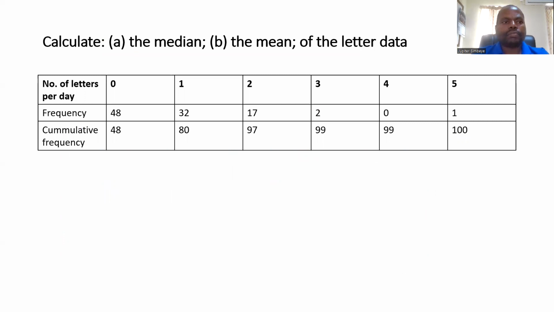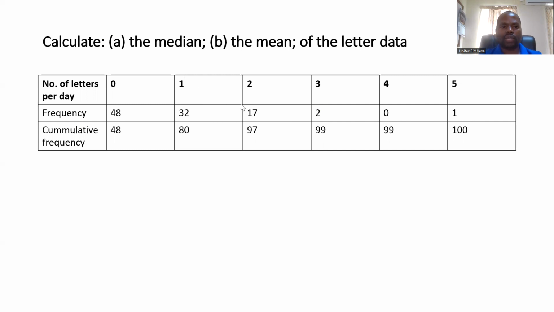Now, we are asked to calculate the median and the mean of the letter data. So here it's just that we have flipped the orientation of the data. The number of letters is appearing in this first row, as column headings. So 0 letters. We know that that was the most frequent figure, for in 48 days he could not get any letter, and so these are the frequency, the counts.